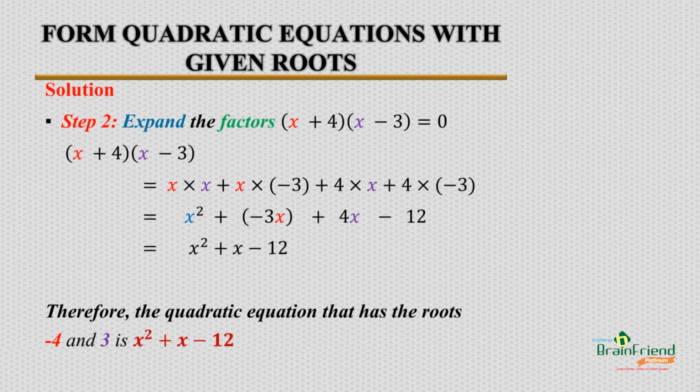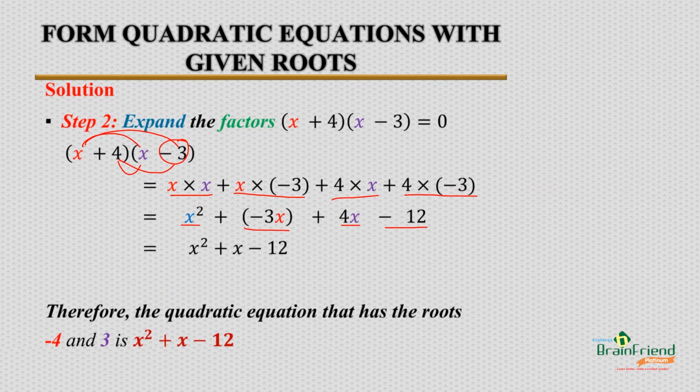Next, let's expand the factors x plus 4 and x minus 3 equal to 0. When we do the expansion, we'll have x times x, which is this, which will be x squared. X times minus 3 will give me this, which is minus 3x. 4 times x, which is this, will give me 4x. And then lastly, 4 times minus 3, which is this, will give me minus 12.